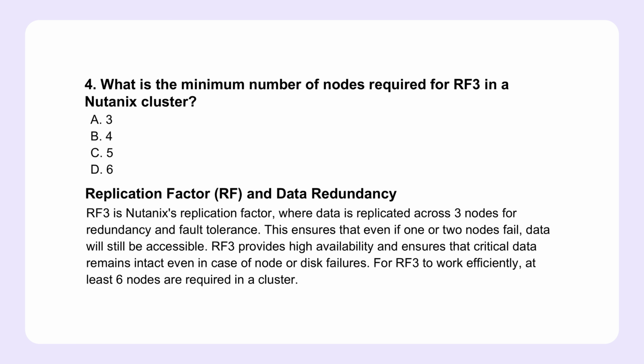Now let's talk about keeping the data safe on those nodes. Redundancy. Super important. Data availability. Question 4. What is the minimum number of nodes required for RF3 in a Nutanix cluster? Your options. A, 3. B, 4. C, 5. D, 6. Okay, replication factor 3, or RF3. For that level, the minimum is D, 6 nodes.